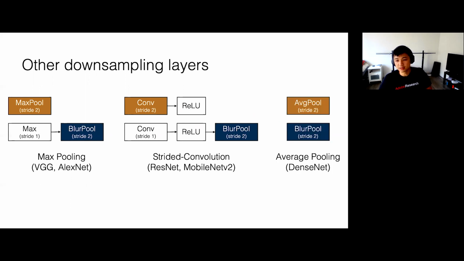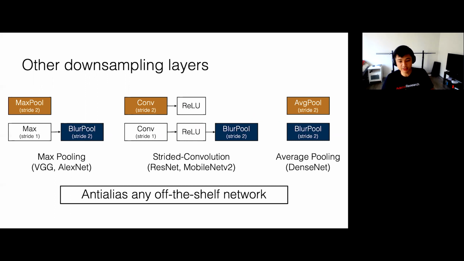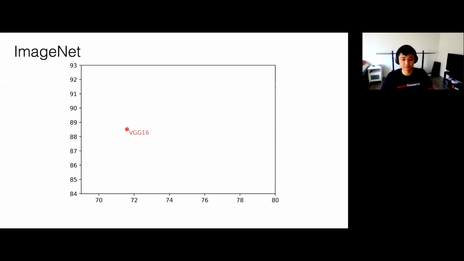Or we can take average pool and add a better blur kernel, and that improves those networks as well. And so the takeaway here is that we can take any previous off-the-shelf network, which has this essentially bug in it, aliasing, which is a bug, and we can go ahead and create an anti-aliased version of it very, very easily, just by this simple drop-in replacement.